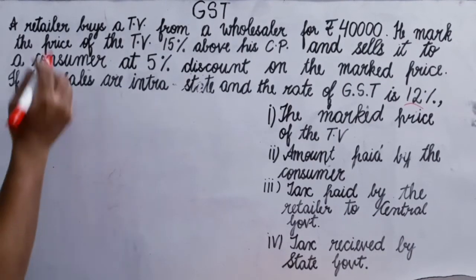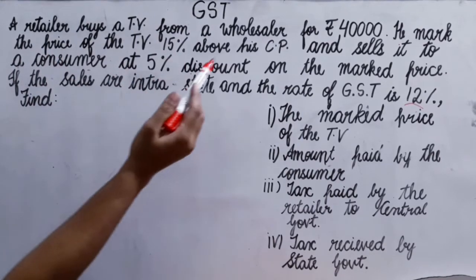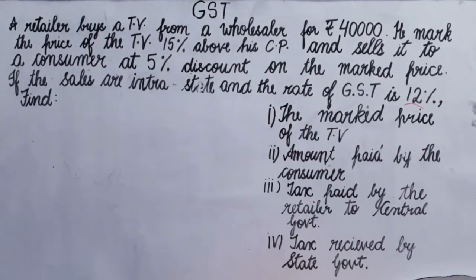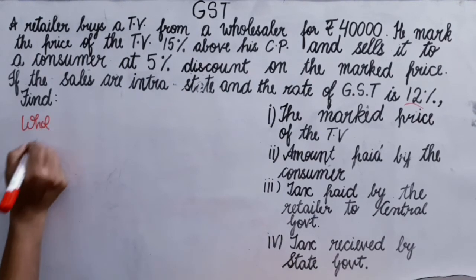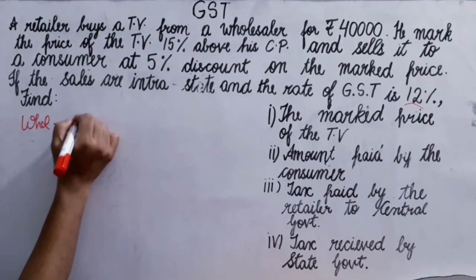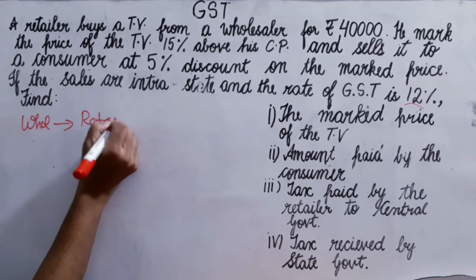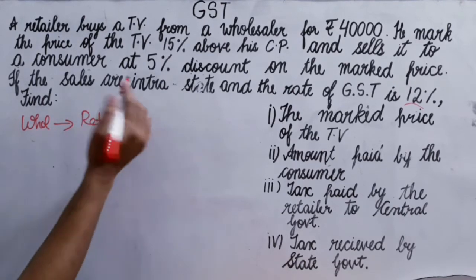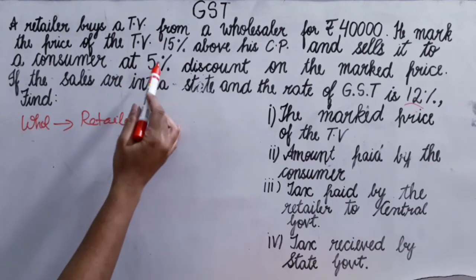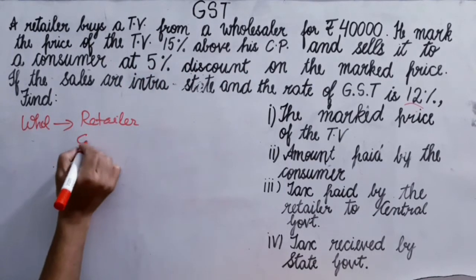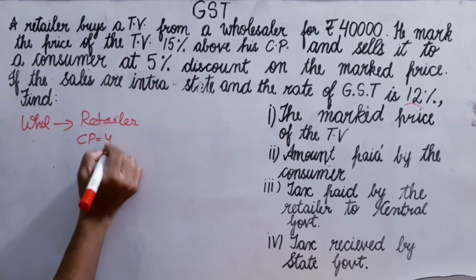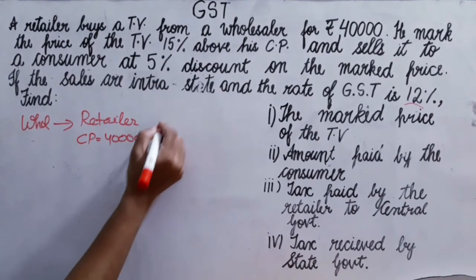Hello students, we have the question here. A retailer buys a TV from a wholesaler for rupees 40,000. So here you have a wholesaler who is giving the TV to the retailer. He is giving it at 40,000. So, for the retailer, the cost price will be 40,000.